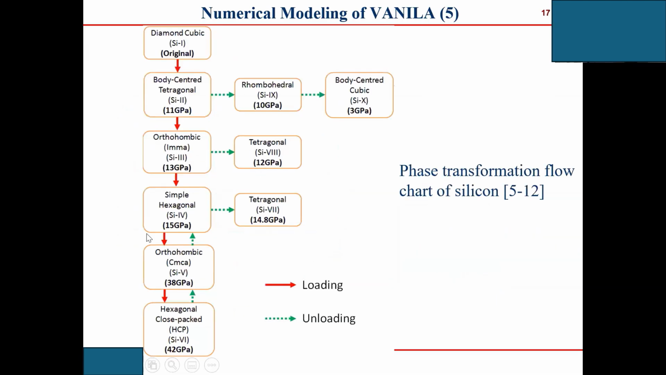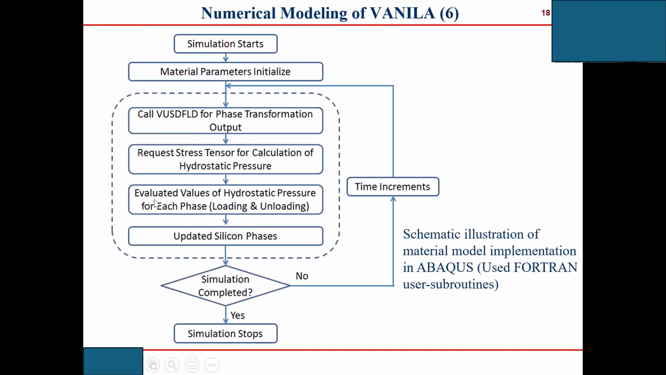Okay, so all this physics is dependent upon hydrostatic pressure. So evaluate the value of hydrostatic pressure for each phase for loading and unloading, and then update the silicon physics based on the current hydrostatic pressure value. If the simulation is completed, we stop. Otherwise, move back and go to the next time step. So this is the flow chart to implement the phase transformation analysis for Abaqus.